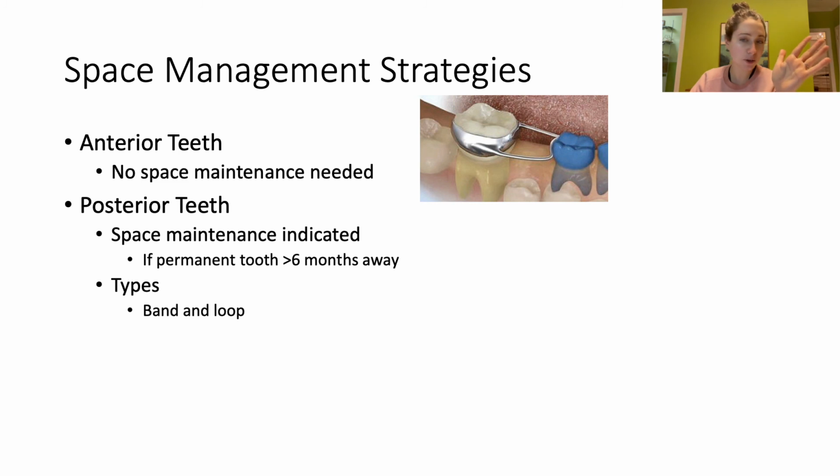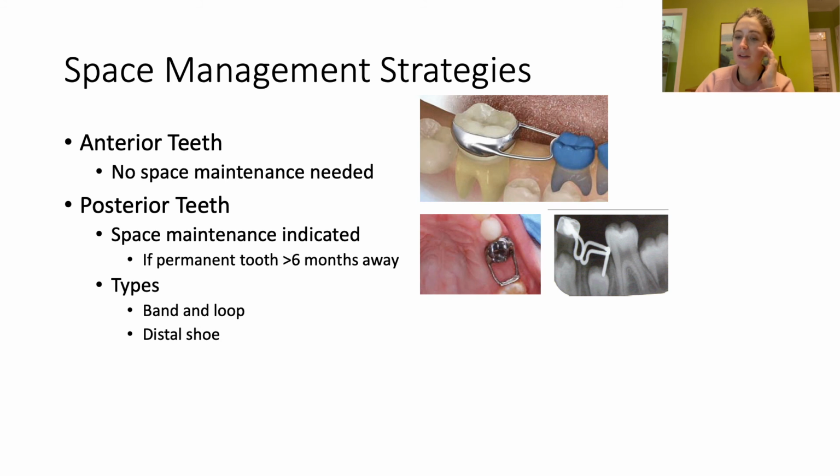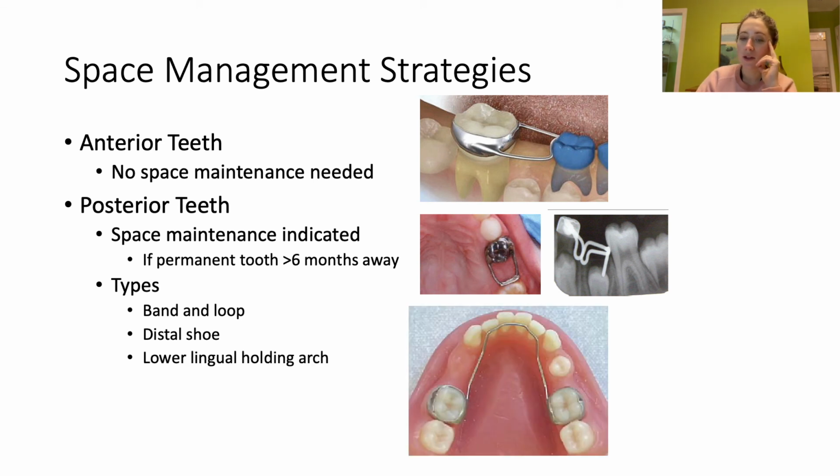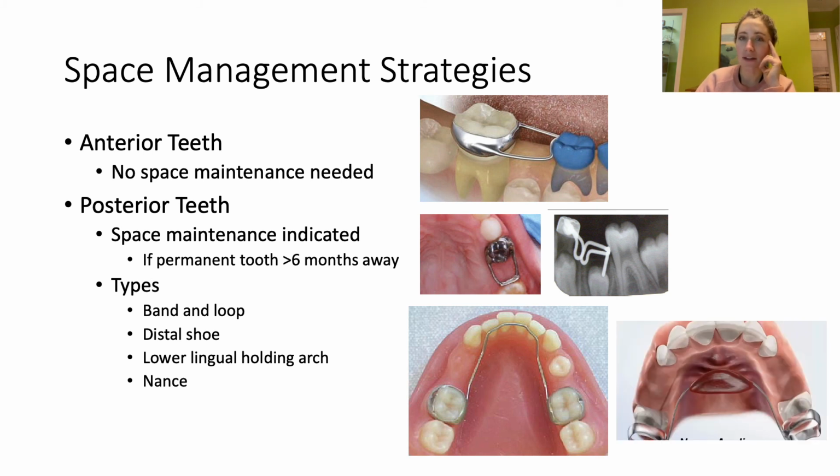So we have band and loop, so that's when there's a band around the tooth behind, and a loop that reaches out and touches the tooth in front, and it helps hold the space until that permanent tooth can come in. A distal shoe, that's a modification of a band and loop and helps with if one of the permanent teeth is not in. There's a lower lingual holding arch, so that's for if you're missing multiple teeth on the bottom on both sides. And then a nance, that's similar to a lower lingual holding arch, so that's when you're missing multiple teeth on the top on both sides.